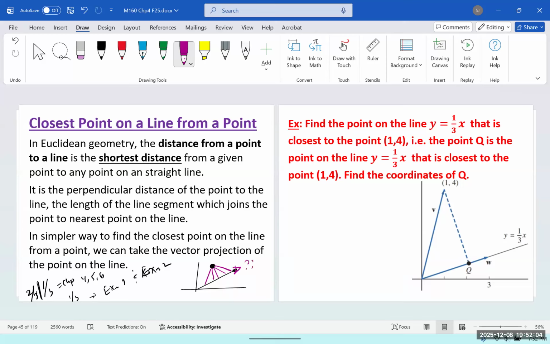So what we do in order to find that is use the projection. Out of this point, we create a vector. Let's call this vector V. And then, since this is the line, it's going on forever, so we take a vector from this line. We take any point on the line, and let's say this is the vector W. So we make a vector with the point.